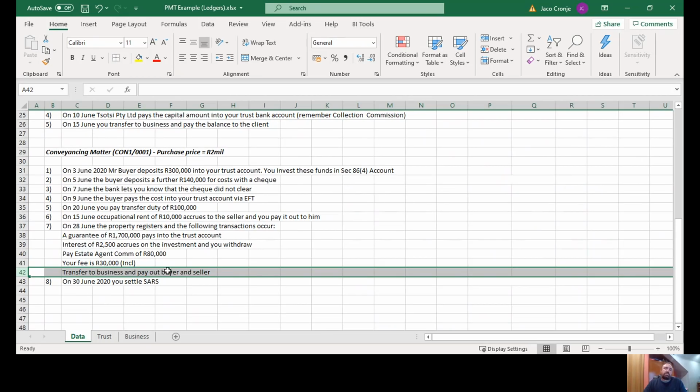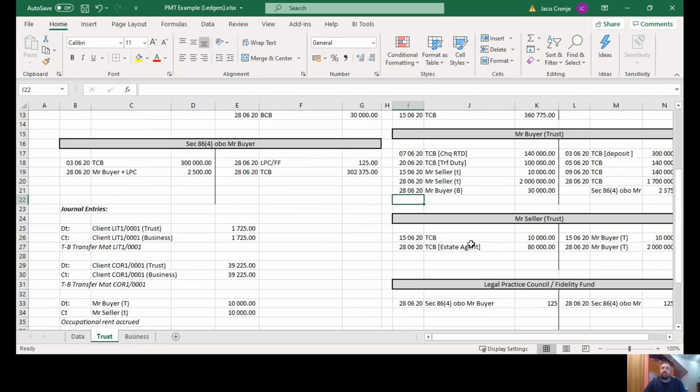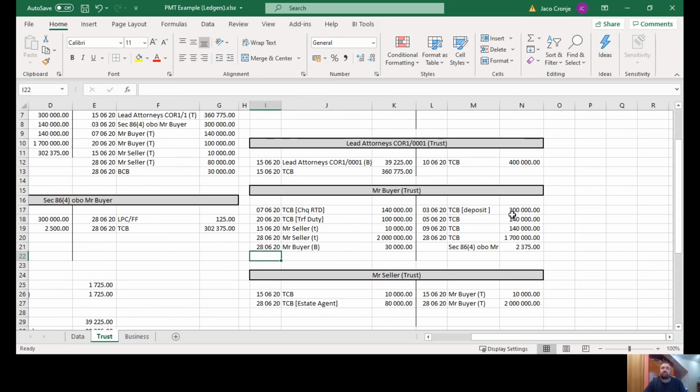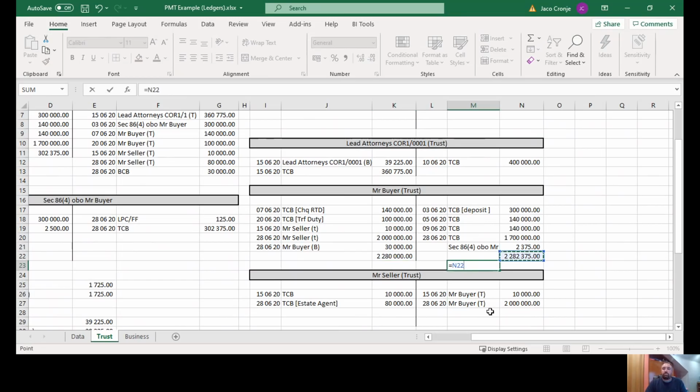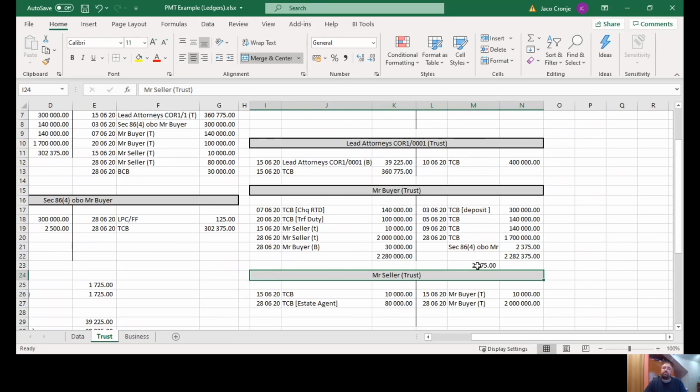So, and then the last step says pay out the buyer and the seller. So let's first see, is there something to pay out to the buyer? Let's just add this column there. Let's add this one. And let's check what's the difference between the two. The difference is 2375. So what is that? That is his interest that he earned. So I need to pay this interest out to him so that that side and this side is the same.